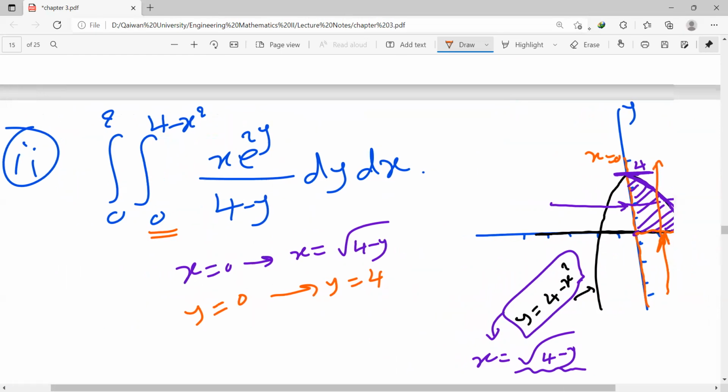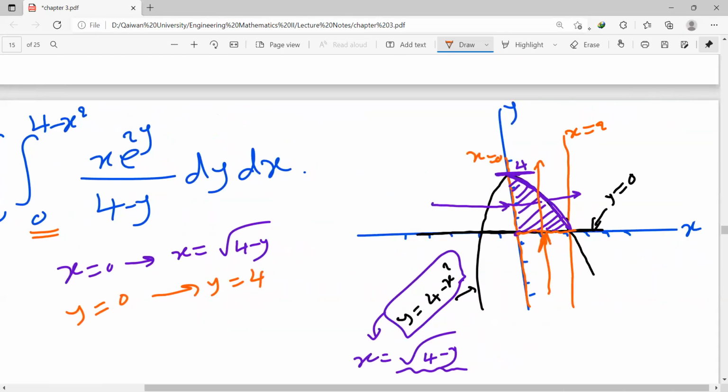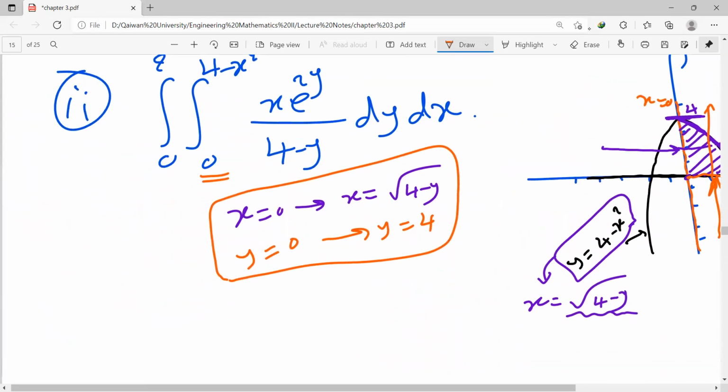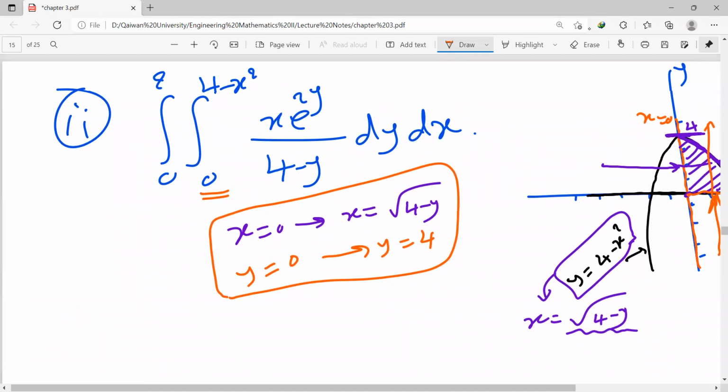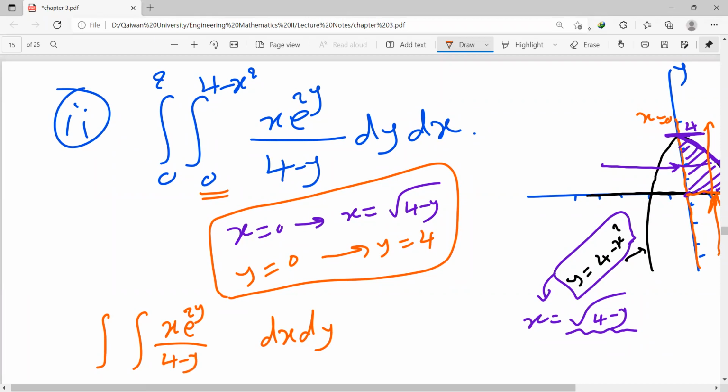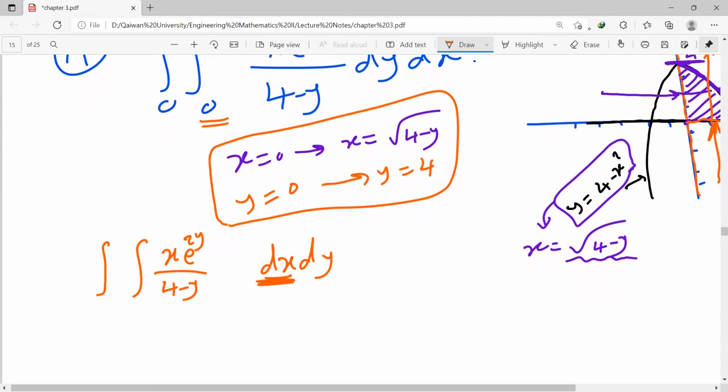So these are the lower and upper limits for the integration. If we have dx dy, that means the double integration becomes dx dy. The function is the same, x e to 2y divided by 4 minus y. So what are the lower and upper limits for x? It's from 0 to square root of 4 minus y.